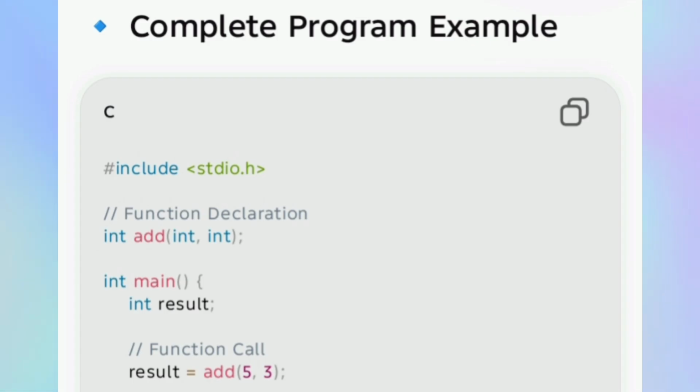Complete program example: #include <stdio.h>, int add(int, int); is a function declaration. Then int main(), with int result as a local variable declaration. result = add(5, 5), where the function is called inside the main function. Calling it outside the main function is not possible; the C program supports function calls only inside the main function.